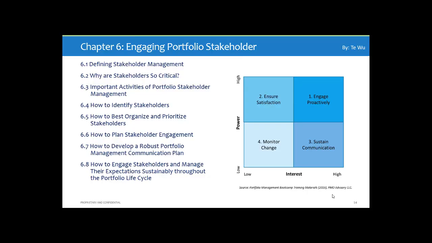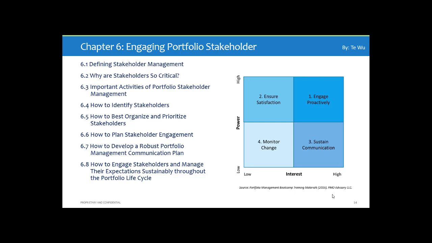Chapter 6 is about engaging portfolio stakeholders. In this chapter, we started with defining who the stakeholders are and what stakeholder management is all about. Then we started talking about why it is so critical, especially at the portfolio level, to manage stakeholders well.